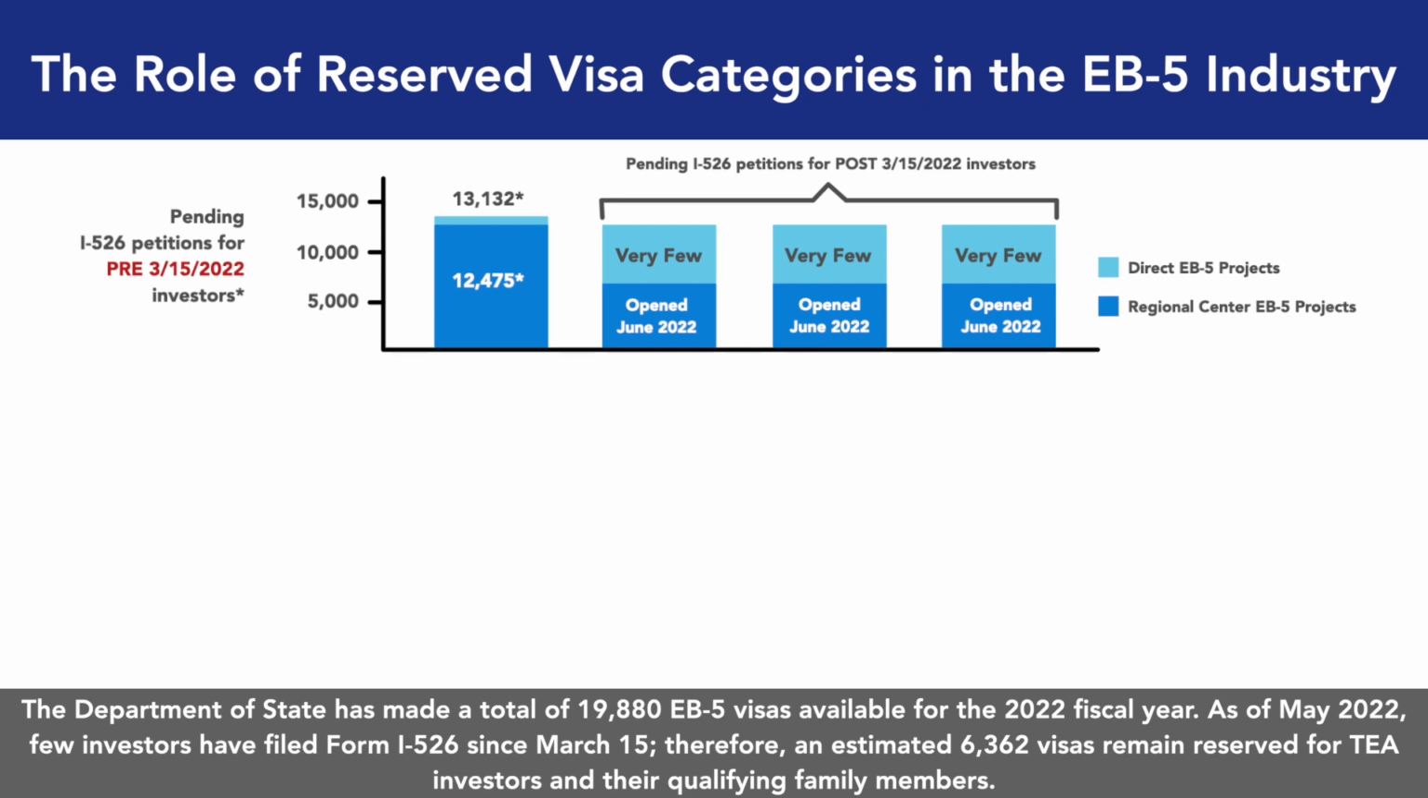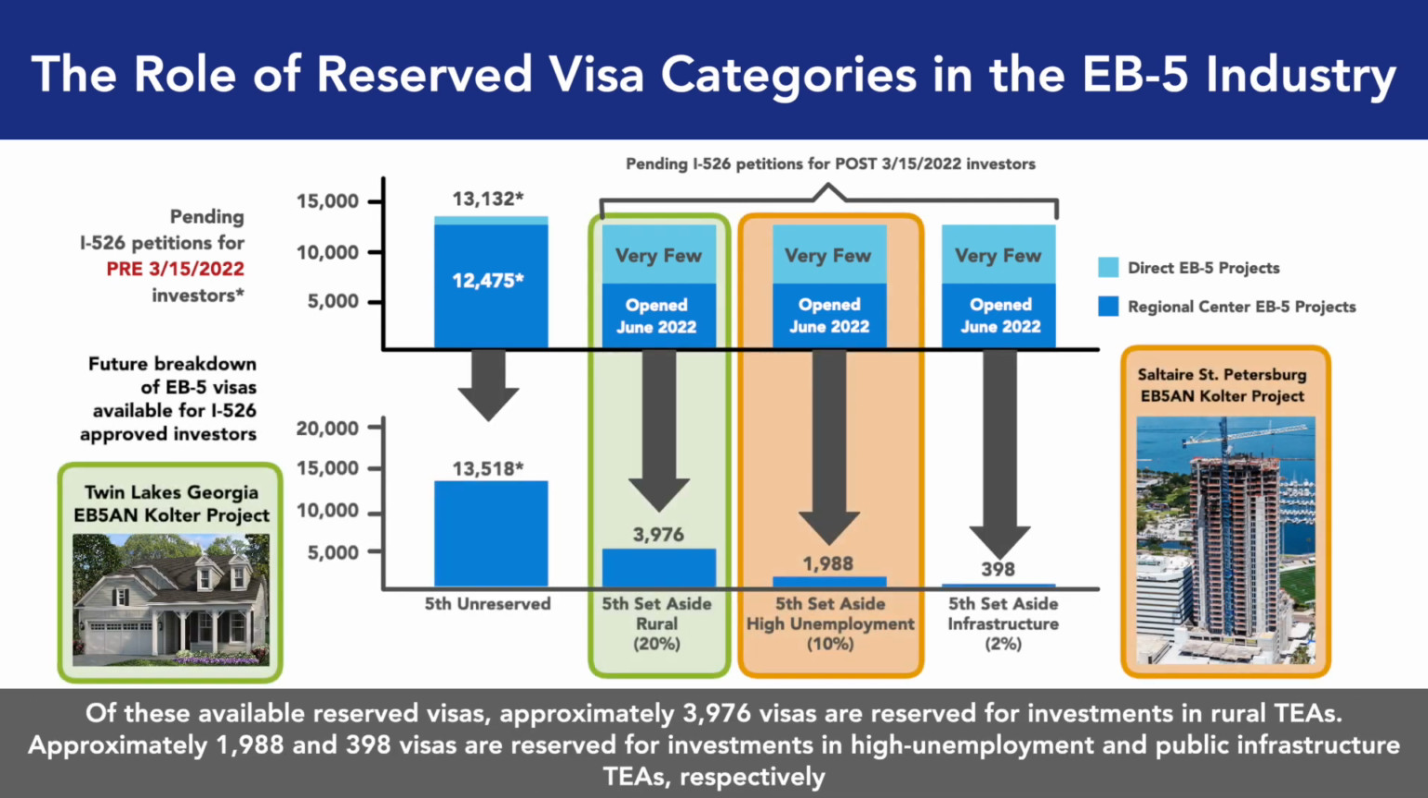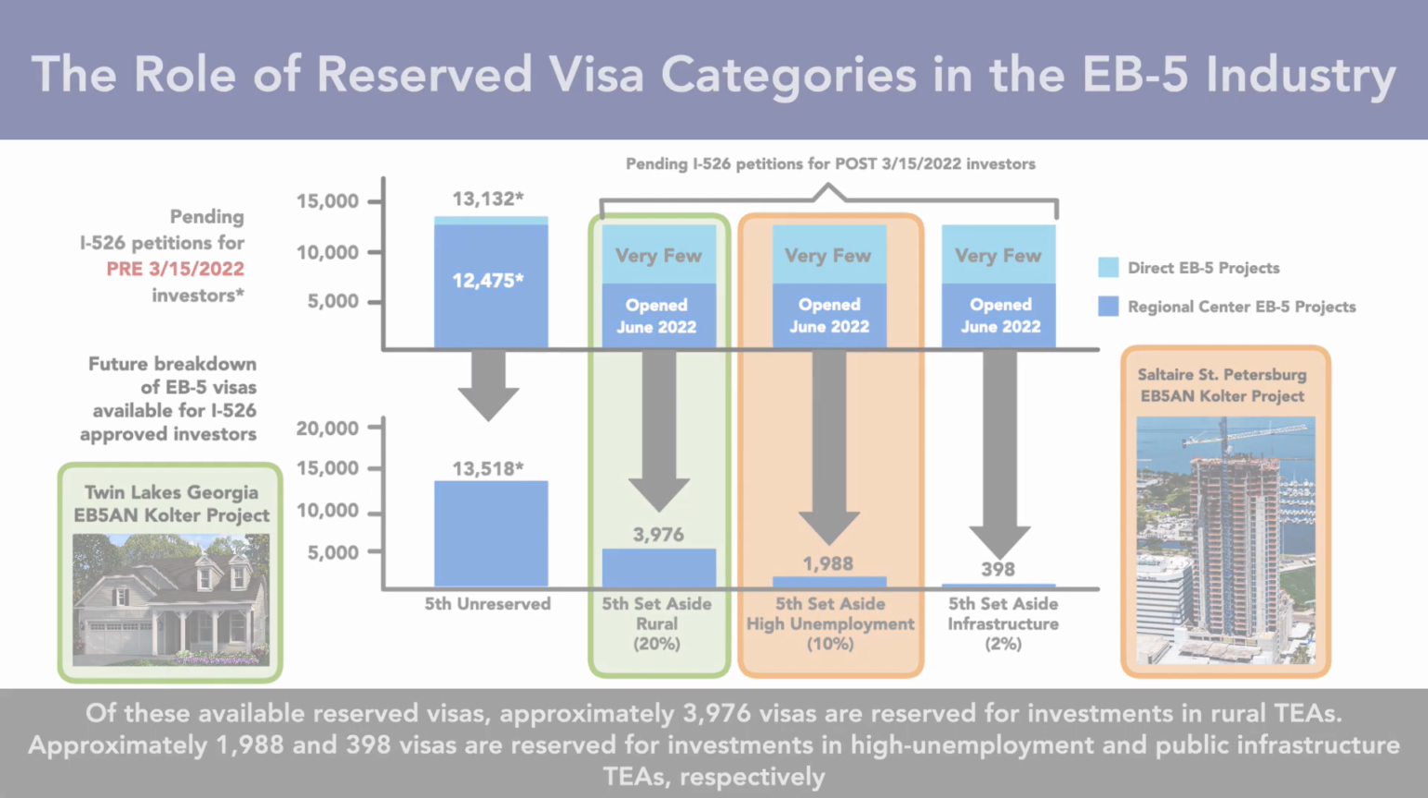Therefore, an estimated 6,362 visas remain reserved for TEA investors and their qualifying family members. Of these available reserved visas, approximately 3,976 visas are reserved for investments in rural TEAs. Approximately 1,988 and 398 visas are reserved for investments in high unemployment and public infrastructure TEAs, respectively.